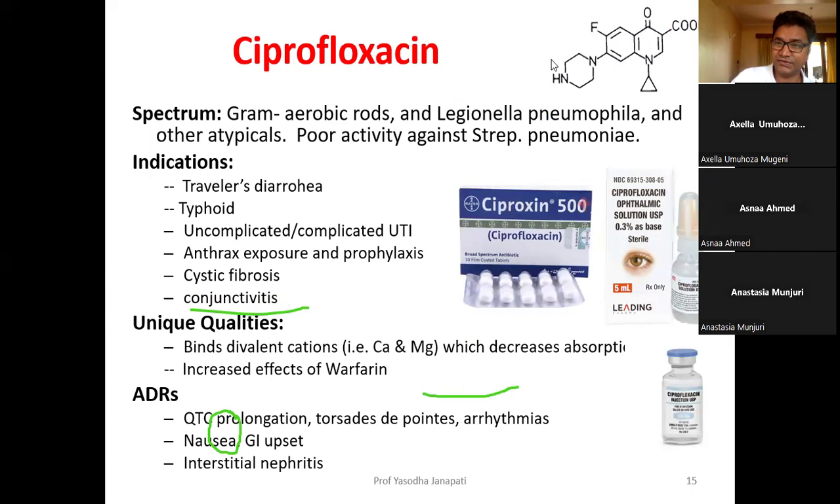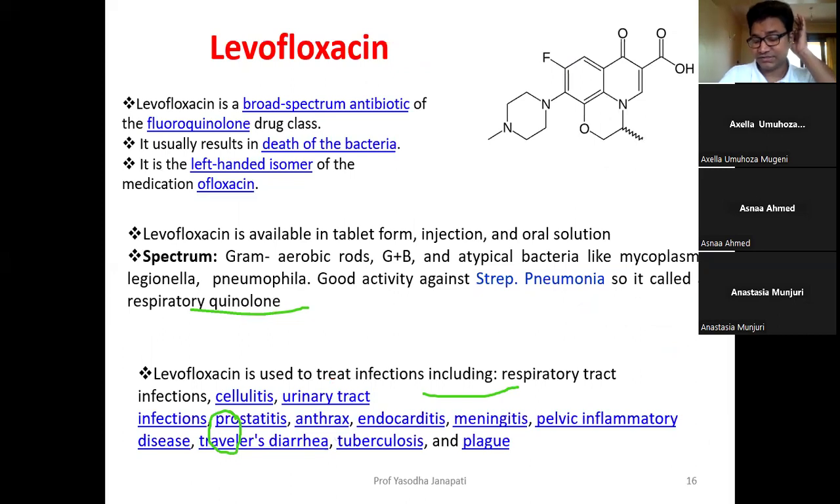Then ciprofloxacin: it is available in tablets, as an injection, and even in ophthalmic preparations. A very good drug with a wide range of activity. It is used for diarrhea and typhoid. Most of these drugs, ofloxacin and others, are very good against typhoid. Nowadays they are even used in TB when other drugs are not able to treat. Also uncomplicated and complicated urinary tract infections, cystic fibrosis and conjunctivitis. So these are the things for ciprofloxacin. Then levofloxacin is also a very good drug and is widely used.